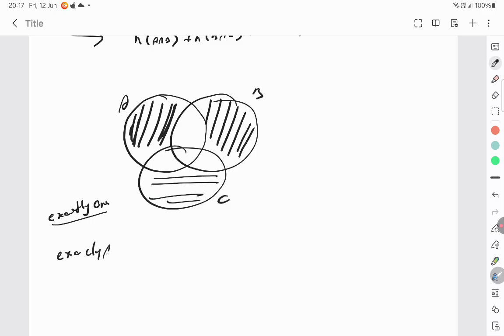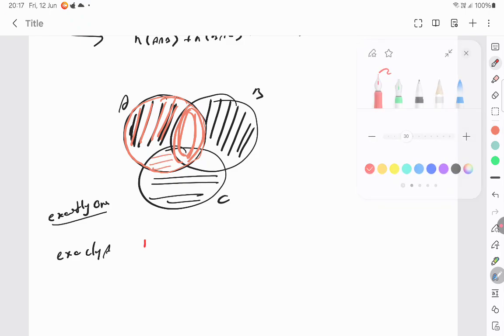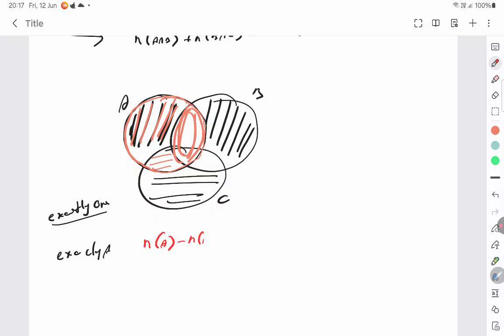Let's do exactly A. Let's shade it in a different color. This is what you want, which is the whole circle minus this part, A intersection B part. In addition, you have to subtract this also, right? So let's write it in red color. It's n of A minus n of A intersection B minus, you've got to remove this part.